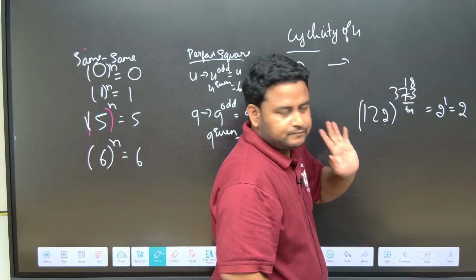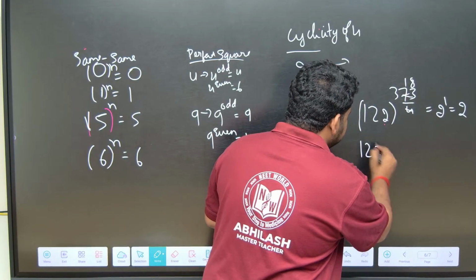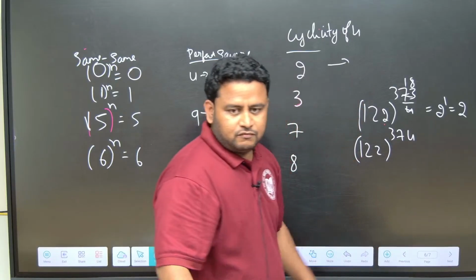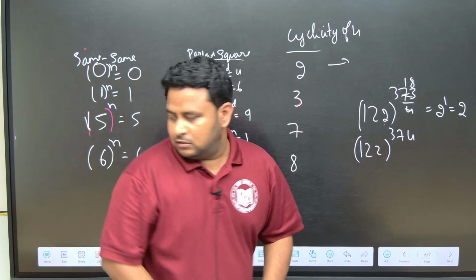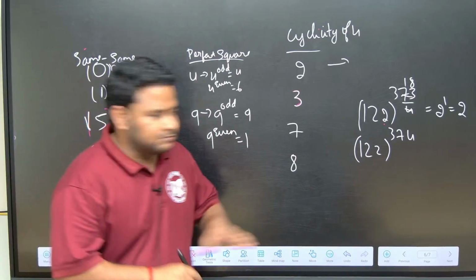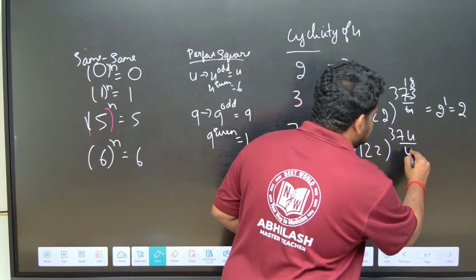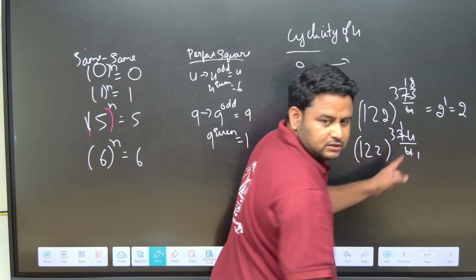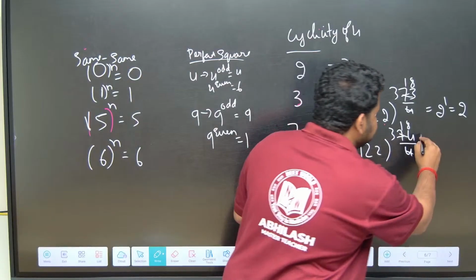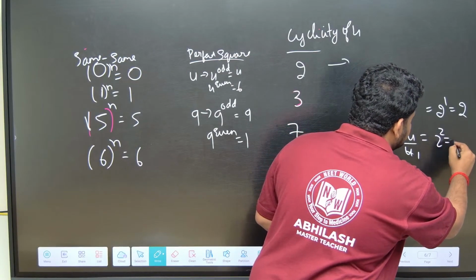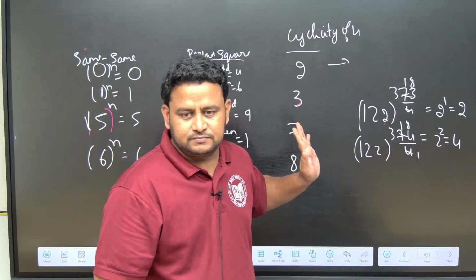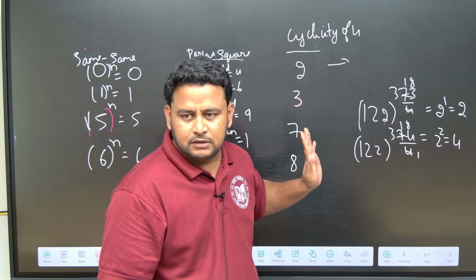2 itself. Or if I write it as 122 to the power of 374. Now, this becomes what? If I divide by 4, 4 1s are 4, 3 is left, 34 means 3 8s are 32, 2 is the remainder. 2 is the remainder means 2 to the power of 2, what will I get? 4. So, unit digit is 4, like this. Got clarity or any doubt?